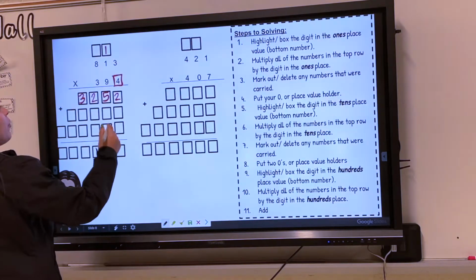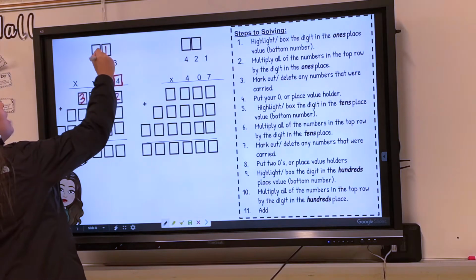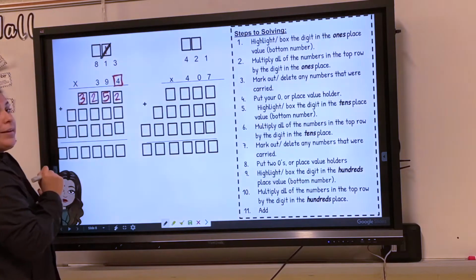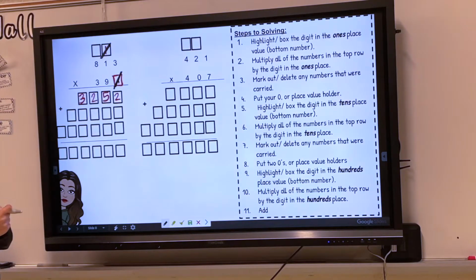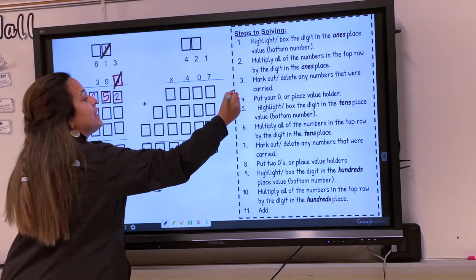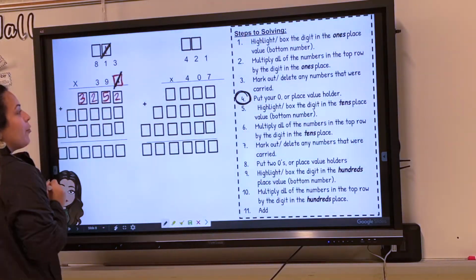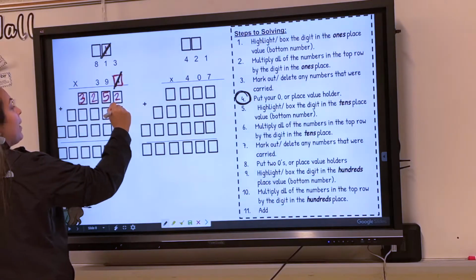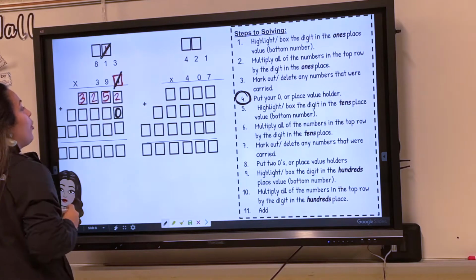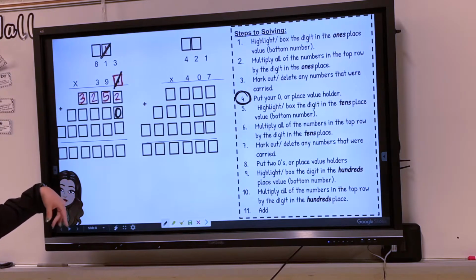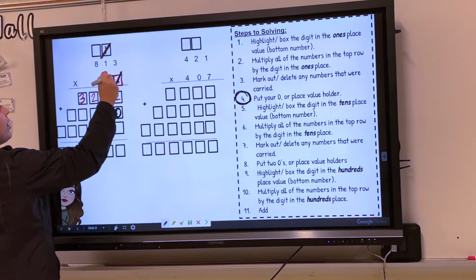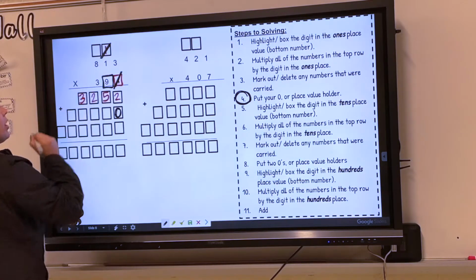Now, I'm going to mark out the numbers I don't need. I don't need the number I carried, and I don't want to accidentally use the number I just multiplied by. Now, I need to do step number 4, which is adding my 0, or my place value holder, onto the second row before I can multiply. Now that I've done that, I'm going to box the 9 so I know this is what I'm focused on.